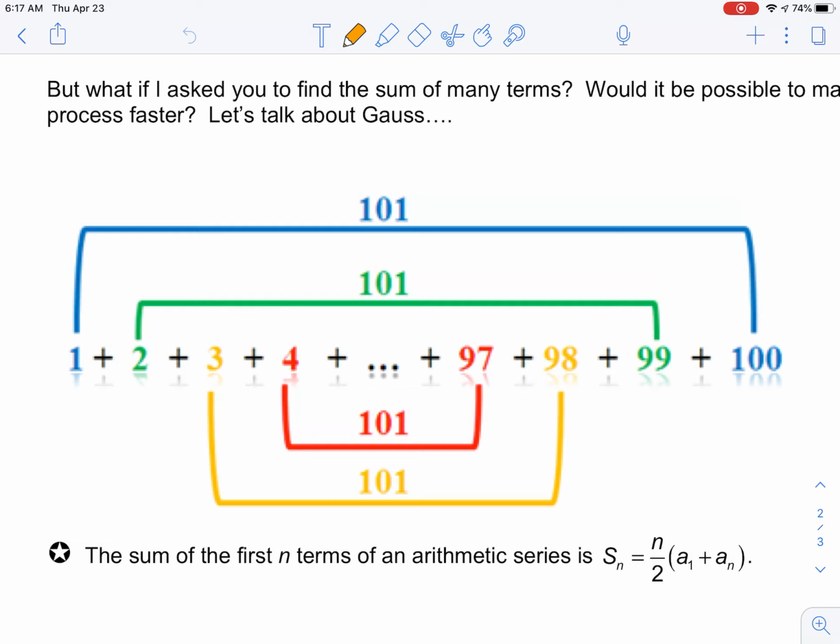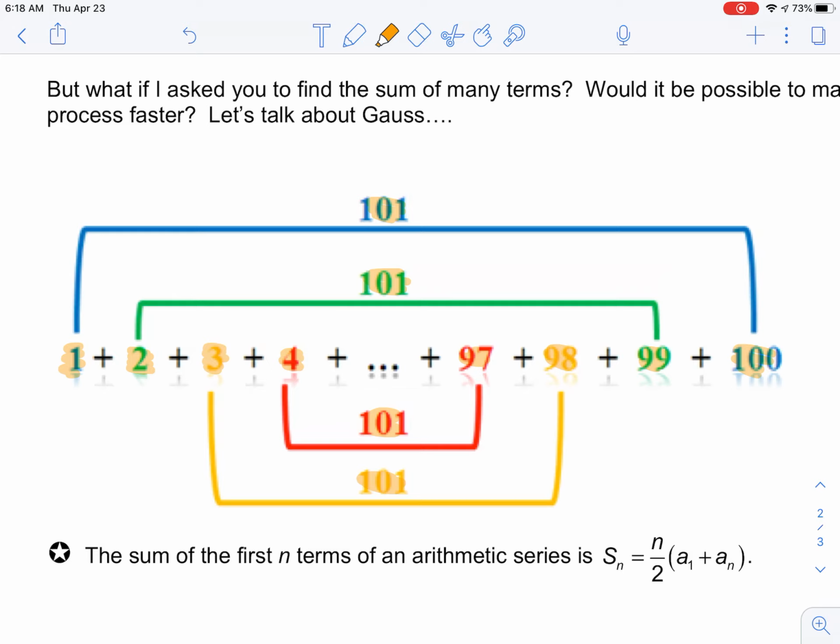So if you look, this right here in this color shows you how he got the answer so quickly. If you think about listing numbers that are arithmetic, that have a pattern, you're going to notice that when you take the first number and add it with the last number, you get 101. If you take the second number and add it with the second to last number, you also get 101. If you take the third number and the third to last number, you keep getting the same exact sum. And this continues on for a certain number of times. Now think about how many times this would happen. If you have to add 100 numbers together, you're going to have 50 sets of 101.